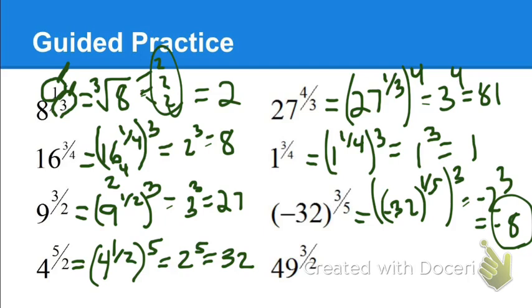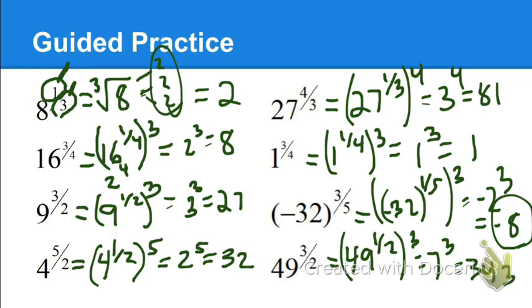Alright, last but not least, 49 to the 3/2 power. Do not try to cube 49 and then take the square root. That would be way too hard to do without a calculator. So instead, we're going to take the square root of 49, which is just 7, and then cube it. Alright, and 7 times 7 times 7 is going to be 343. Alright, so let's move along.